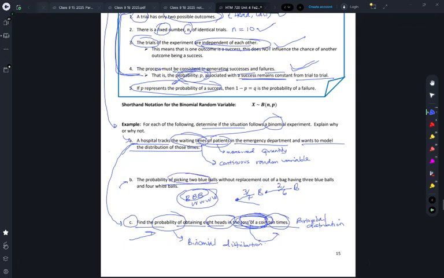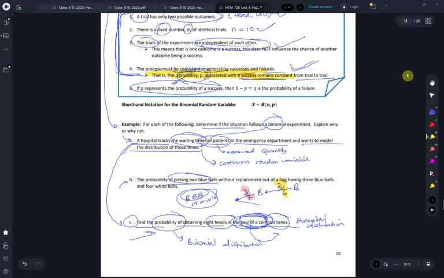Even though we're interested in the probability of picking 2 blue balls, the probability of the first blue ball was 3 over 7. However, the probability of picking a blue ball after the first blue ball has been picked without being replaced is 2 out of 6, which means that we have violated rule number 4 for a binomial distribution.